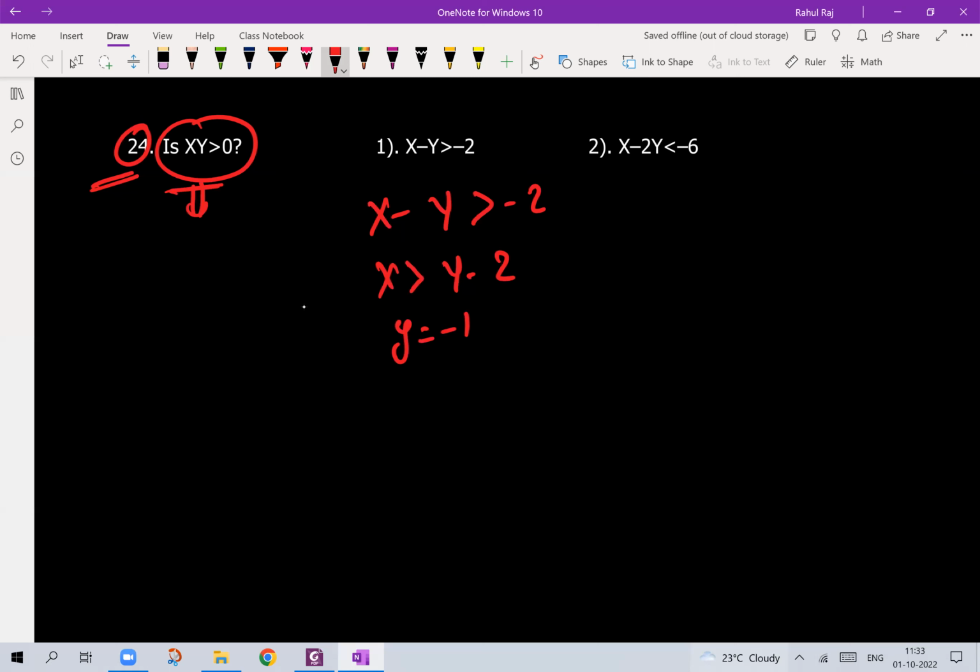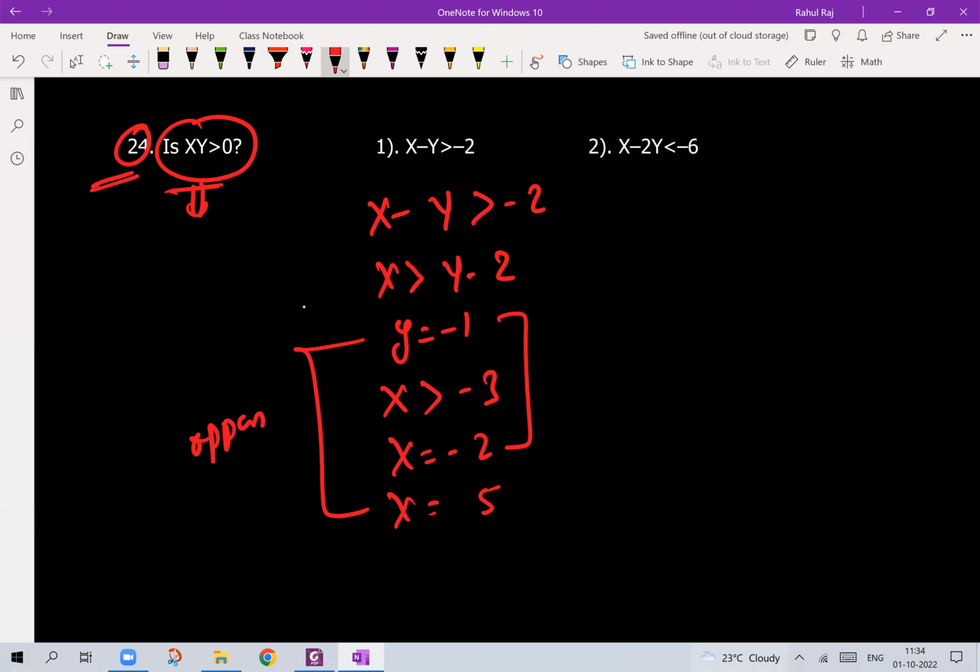So I know that x is greater than y minus 2, y is equal to negative 1. You can take any number, whatever you wish. You take a number from where you are in a position to create a yes or no situation. That's it. I'm taking y is equal to negative 1, why? Because I know that x is greater than negative 3. And if x is greater than negative 3, x can be negative 2, x and y are of the same sign. X can be 5, x and y are of opposite sign. Not sufficient.